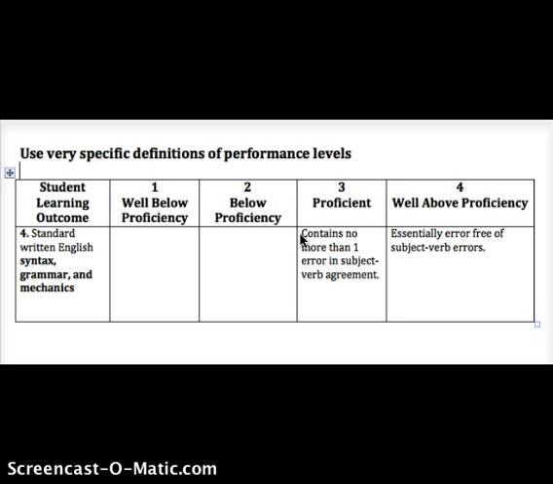Or you might do two things. It might be contains no more than one error in subject verb agreement and contains no more than one sentence fragment. The idea is to pare this down so that it's manageable, so that you're able to assess it and make it clear to your students what it is they're supposed to do.